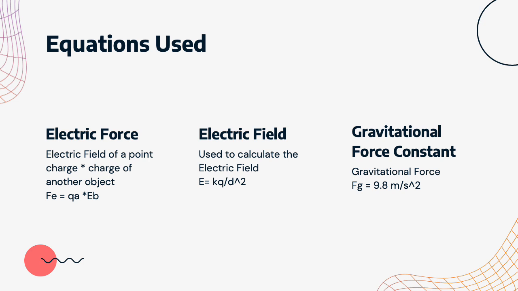When we're talking about the equations, we use three main equations. The first is the electric force equation. The electric force equation is the electric field of a point charge times the charge of another object, which would be Fe equals Qa times Eb. Next, we use the electric field equation, which is used to calculate the electric field. And this is E equals Kq divided by d squared. And finally, we use the gravitational force constant. So the gravitational force constant is Fg equals 9.8 meters per second squared.